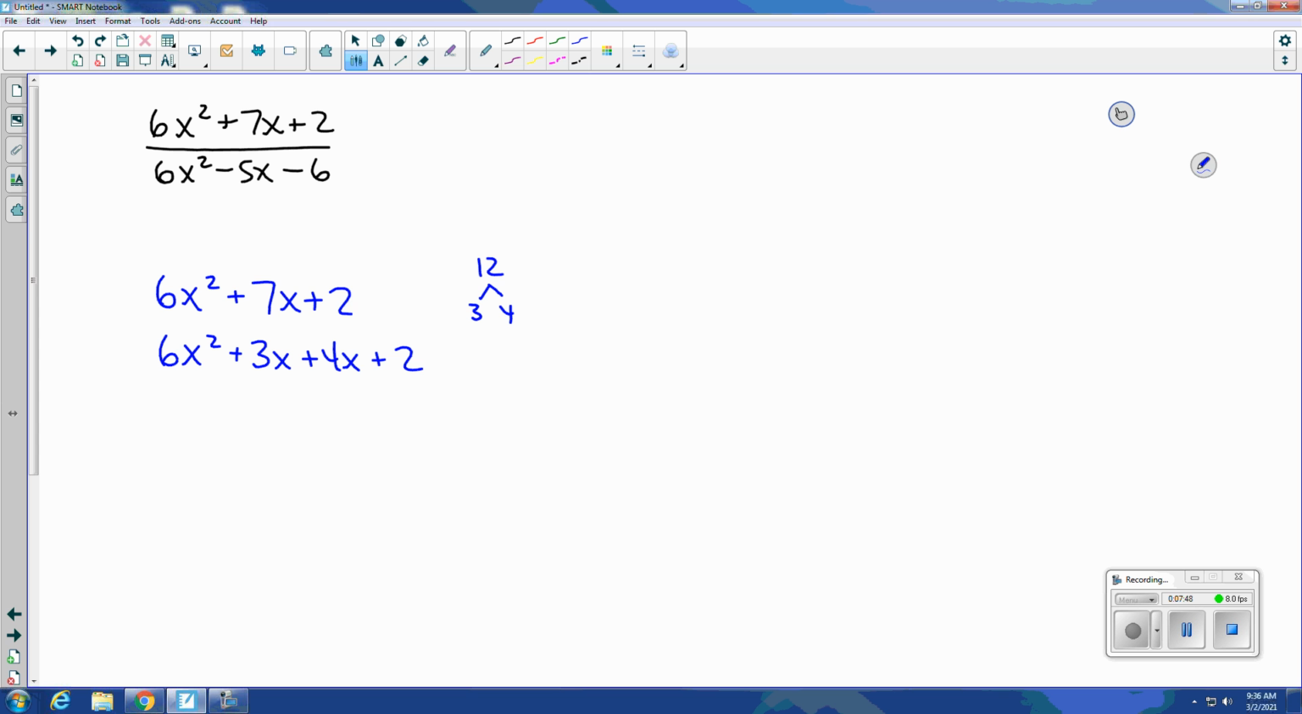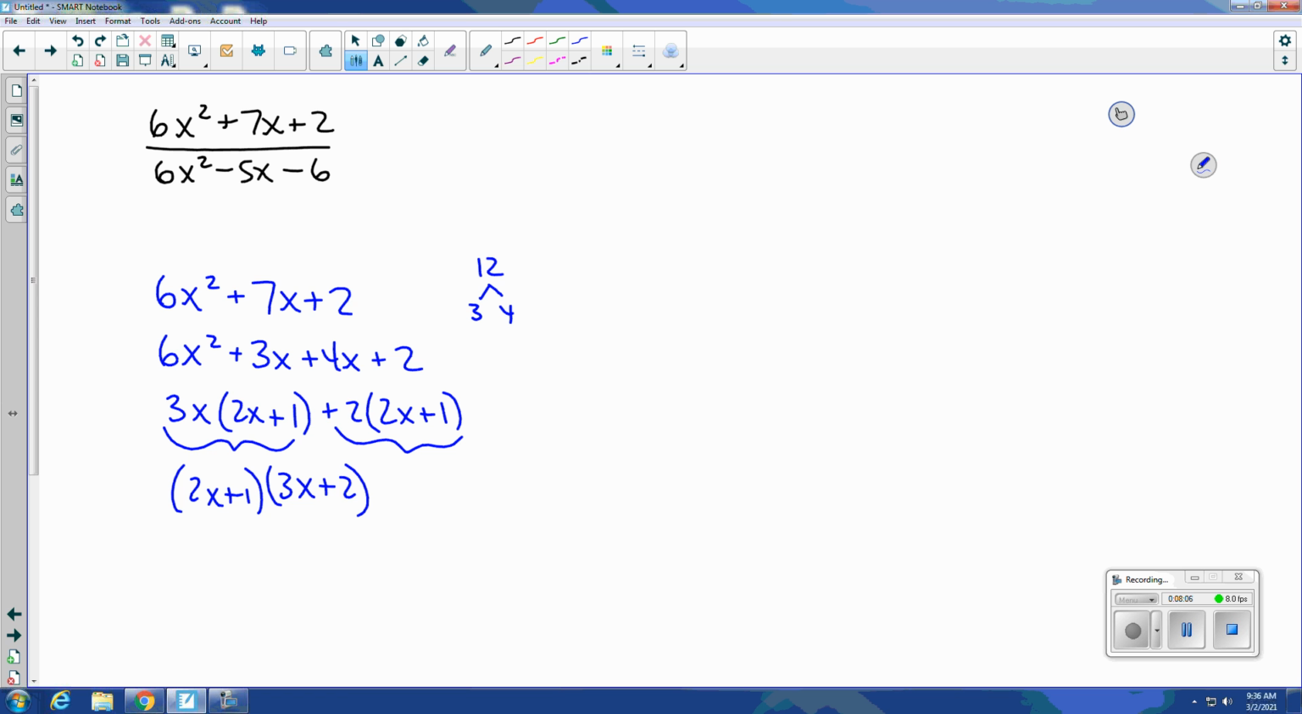Then we have a grouping problem. We'll take out a 3x. We're left with 2x plus 1. What do I have to remove from the second group so that I'm left with 2x plus 1? We'll see we have to remove a 2. Both of these expressions have 2x plus 1, so we'll factor that to the front, and what's left over is what was in front of each parenthesis. So there's our factorization of the numerator.